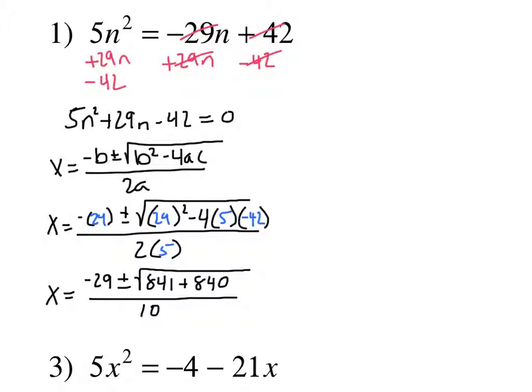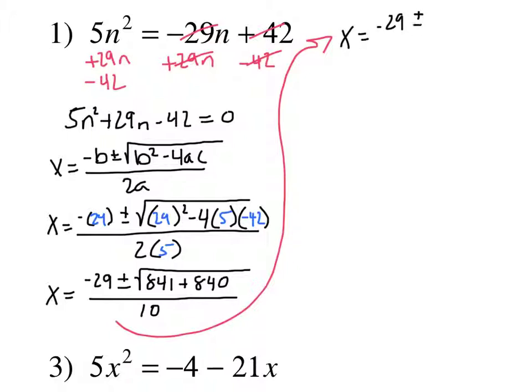Get it back out again, please. 1681. Allie's got it. So we have negative 29 plus and minus the square root of 1681, all over 10. Cool. All right.